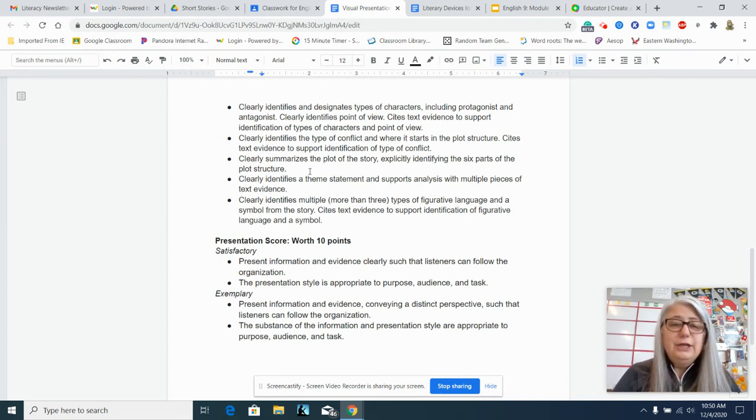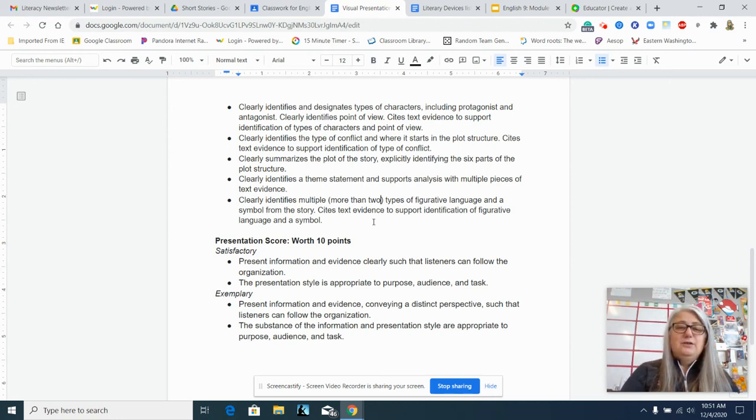And then finally, clearly identifies multiple types of figurative language. That would be more than 2. Multiple. So a couple is 2, multiple is 3 or more. So you got to give me more than 2 types of figurative language and a symbol from the story. So find an object that represents itself and also represents an idea, a belief, a concept beyond itself, and find text evidence to support that.